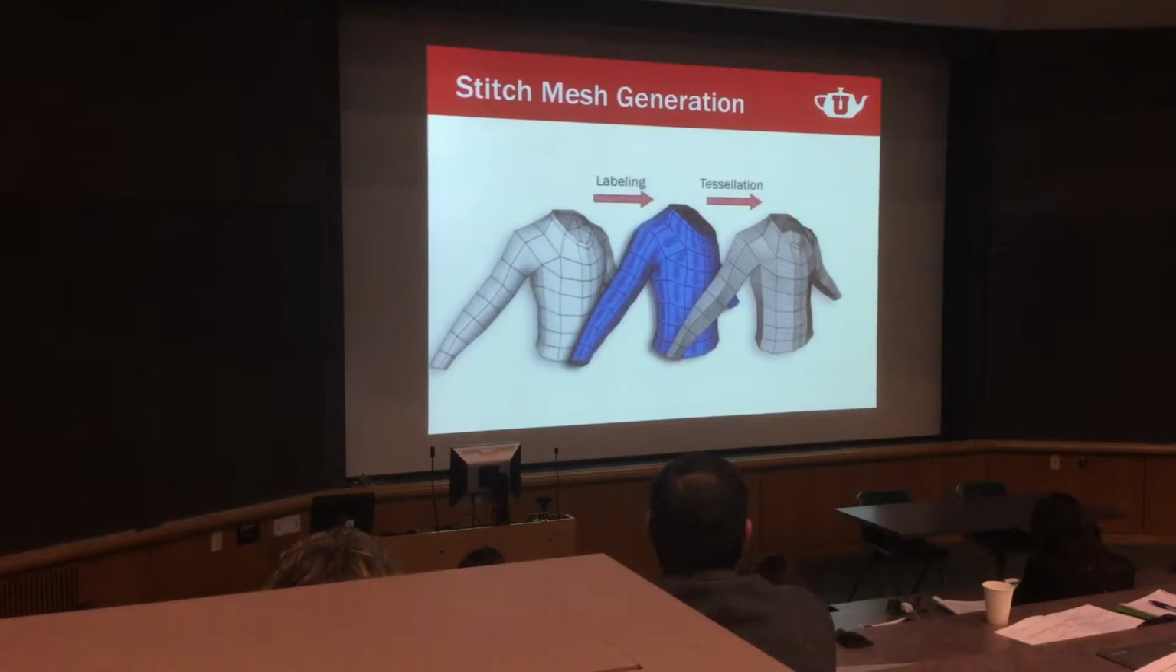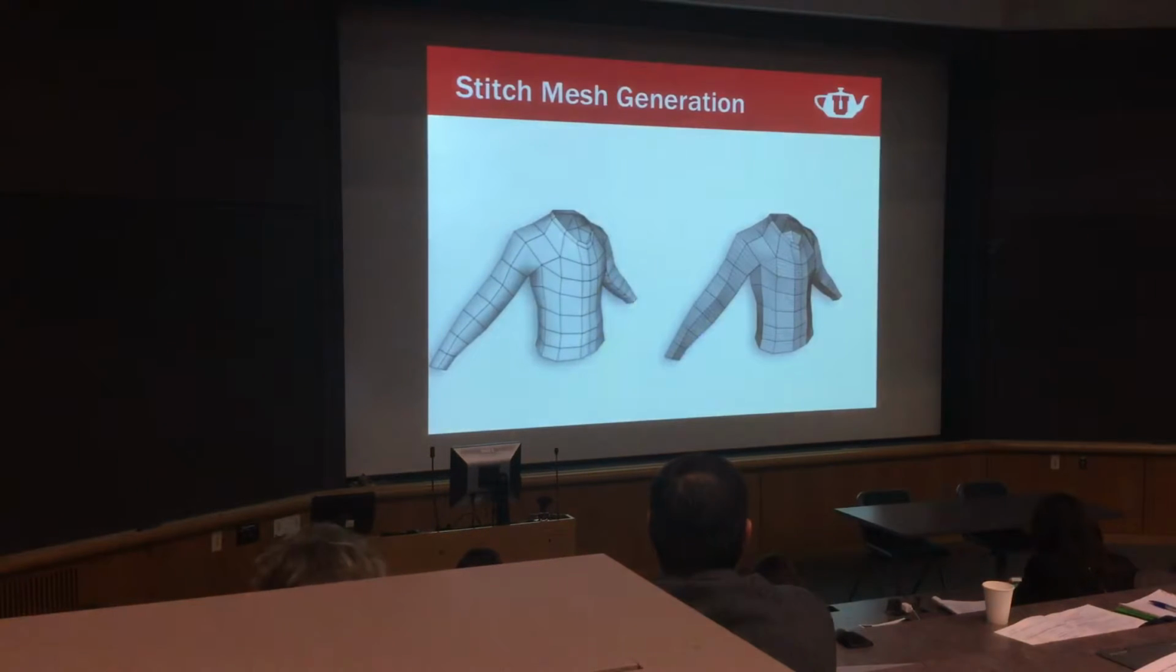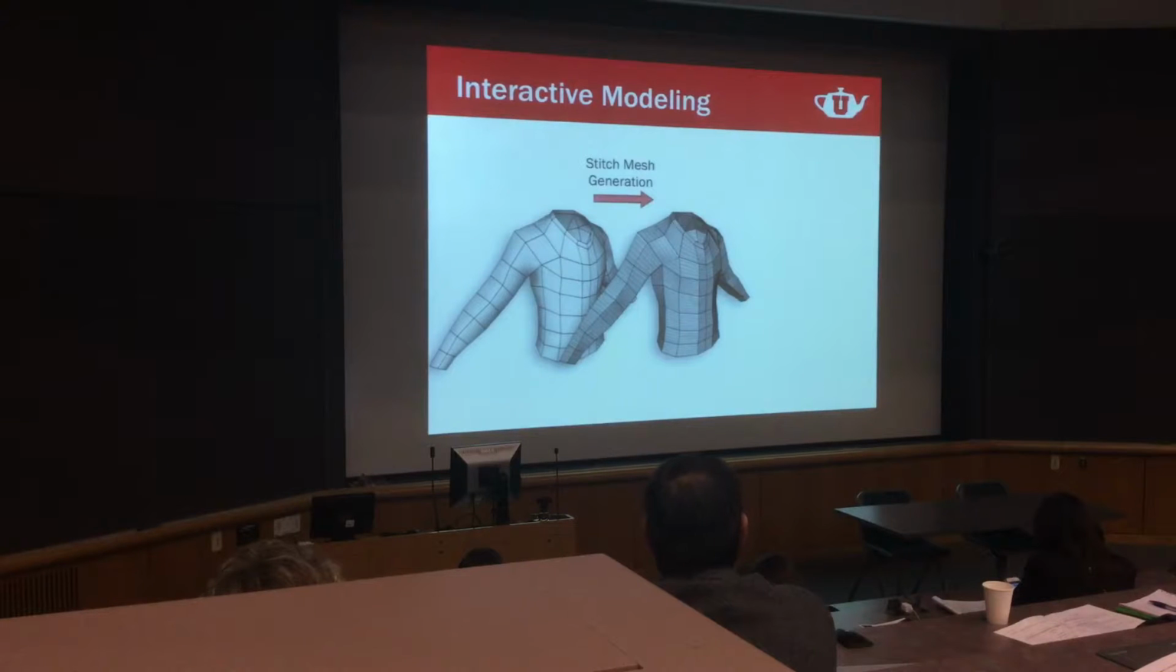So this is the process of generating a stitch mesh, starting with an input mesh. And once our stitch mesh is ready, and the stitch mesh generation is done, we can now continue to edit the stitch mesh to achieve the desired stitch mesh model.